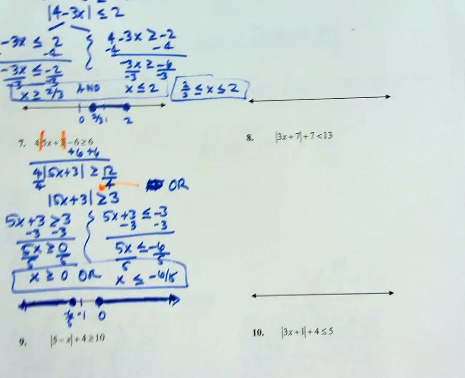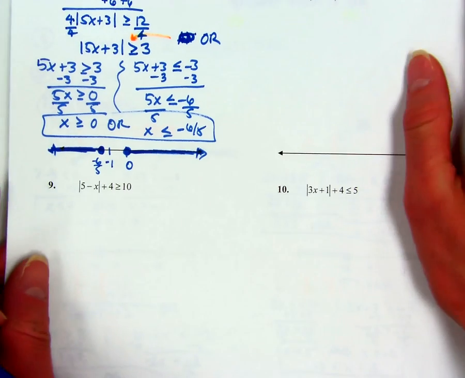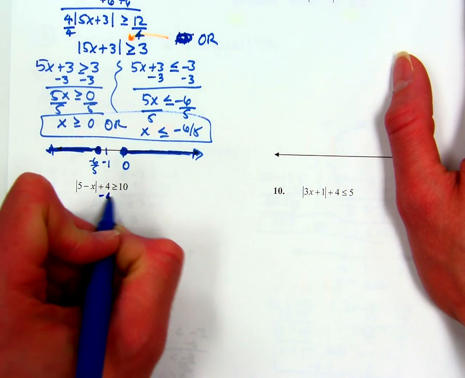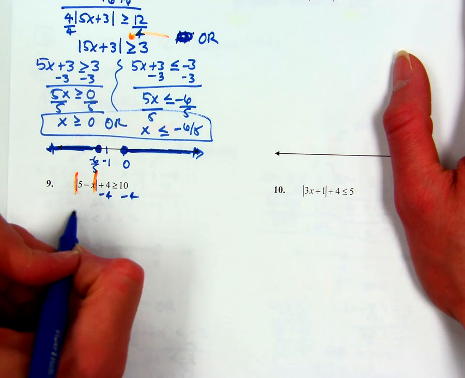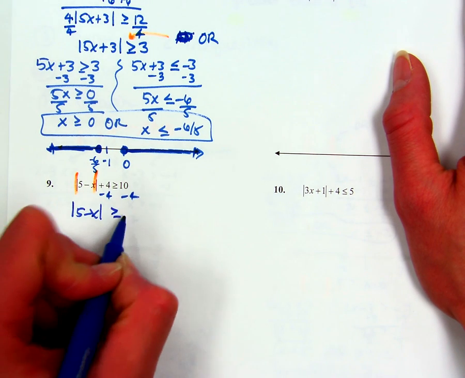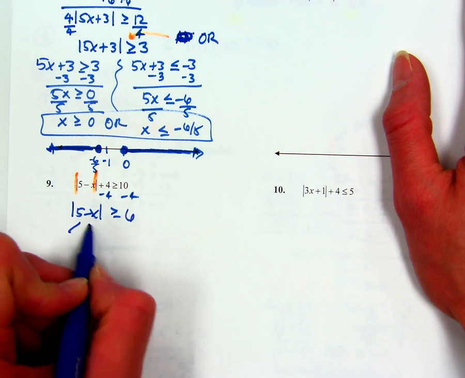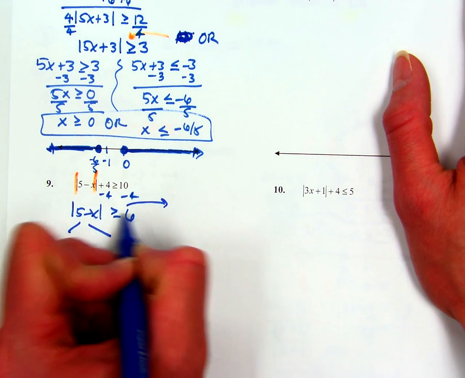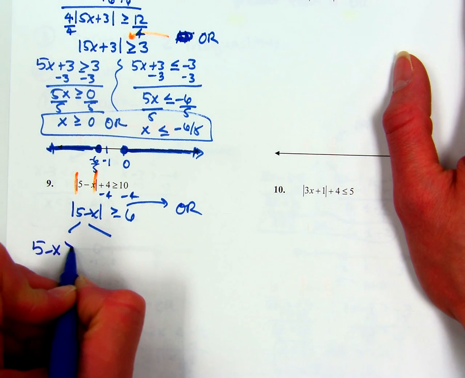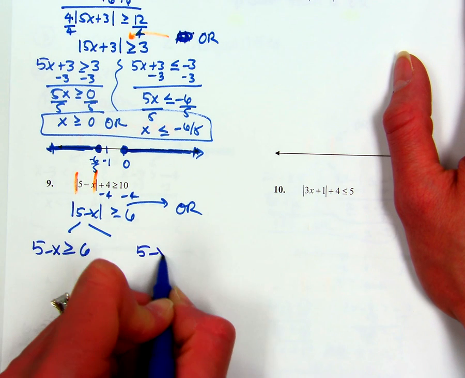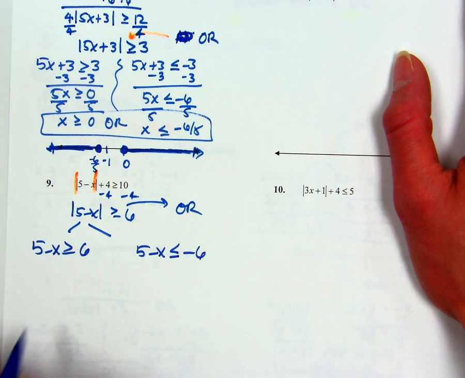All right, last one we're going to do together is problem number 9. So the absolute value is not isolated. All right, I've got the plus 4 to undo. So we have absolute value of 5 minus x is greater than or equal to 6. Before I split it up, I'm going to say greater than is "or." So 5 minus x is greater than or equal to 6. 5 minus x is less than or equal to negative 6.